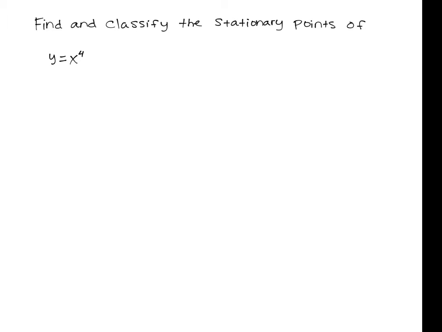Okay, so we've already learned how to find and classify stationary points, but I'm going to work through one quick problem just to make sure that we have the process down. So to find our stationary points, it's the same process every time. The definition of a stationary point is a point whose first derivative is 0.